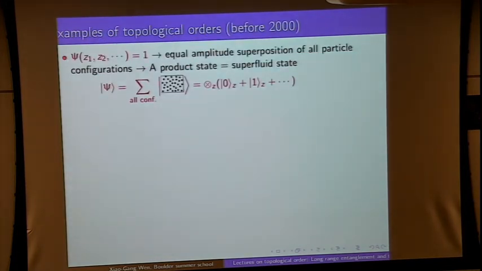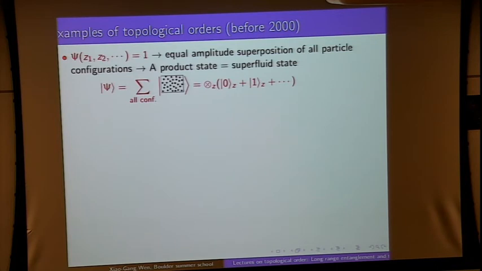Okay, so here I just give some examples. And what is an example of long-range entangled states? Certainly you heard a lot of examples here, so I'll just quickly go through this. One point is that when you have an equal weight superposition of all particle positions, that's a boson condensed state. So that's a superfluid.